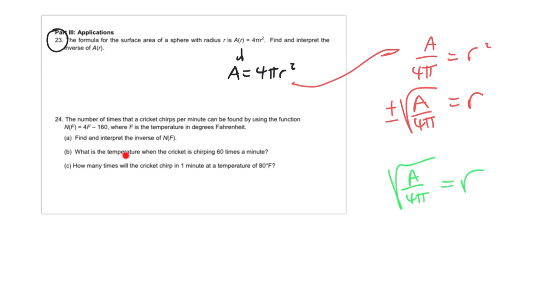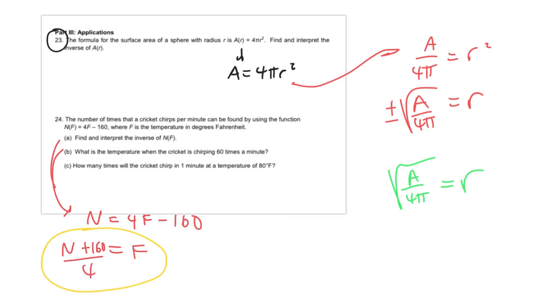And then they ask, what's the temperature when the cricket's chirping 60 times a minute? Well, you would use the inverse function. The original function is this, and the inverse function would therefore be n plus 160 over 4. And that's the tool that we're going to use to solve B. What's the temperature when the cricket's chirping 60 times a minute? Well, you would just plug 60 in for n, and that would become 220 over 4. So whatever that is, that's going to be F. That's the answer to that one.